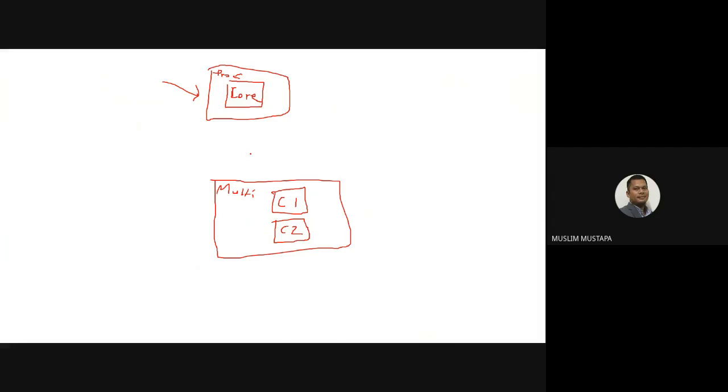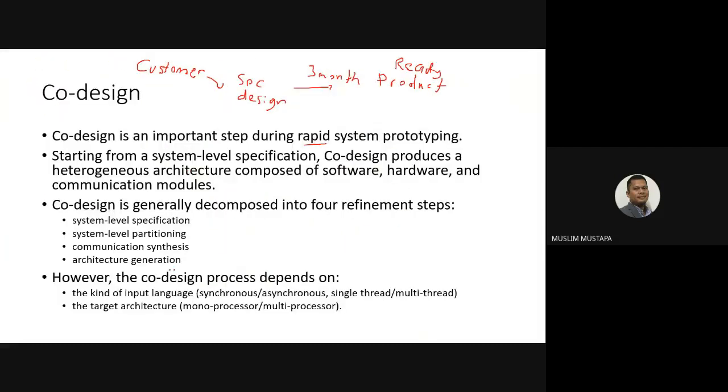But when it evolves, for example, a lot of processing, let's say a TV, you need to process video, so of course you need to use a graphic processor, a GPU. And then you need to process audio, and there are many other things. So maybe then you need to have multi-core. That's why the target architecture will also affect this co-design process.